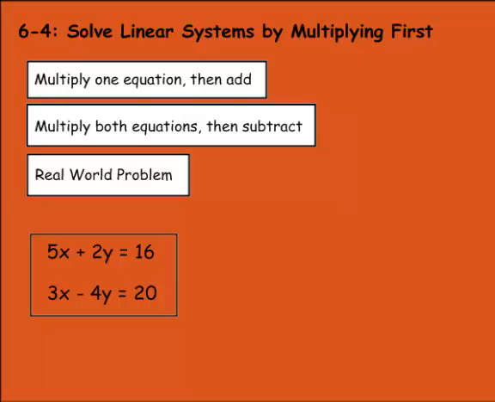We're on lesson 4 of chapter 6, which is to solve linear systems by multiplying first. So first we're going to multiply one equation, then add. Then we're going to multiply both equations in a system, then subtract. Then we'll solve a real-world problem.